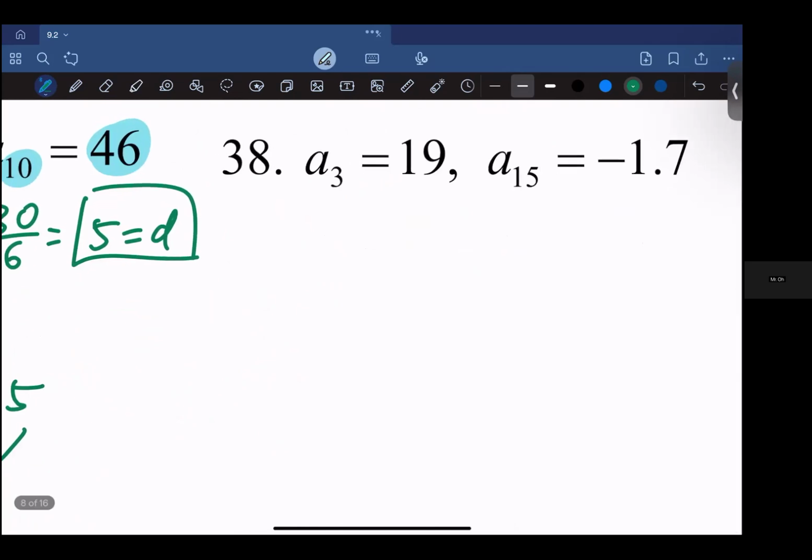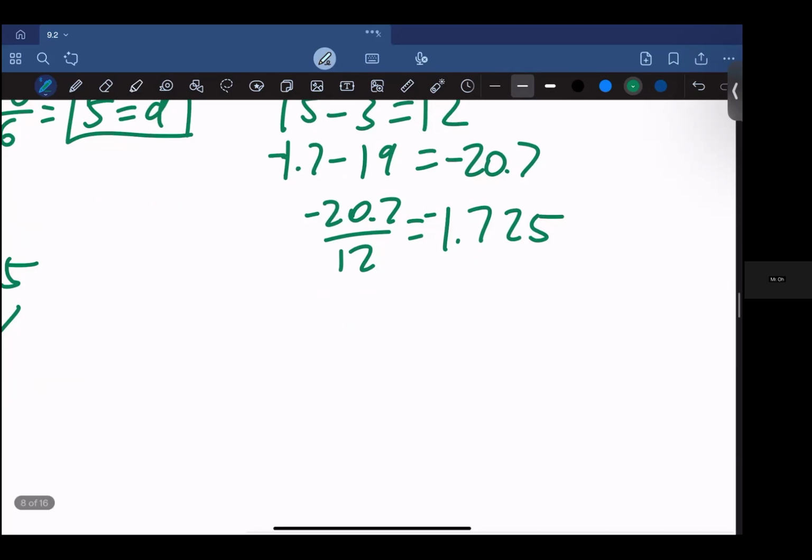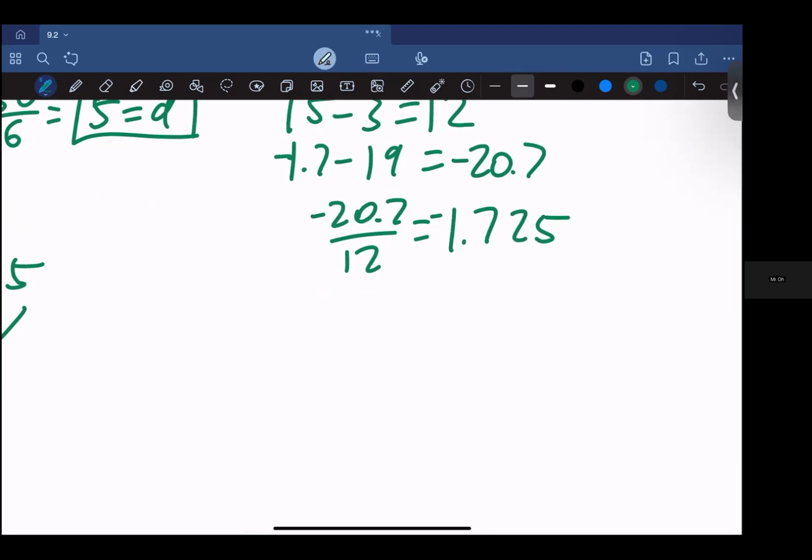We have a of 3 equal 19 and a of 15 equals negative 1.7. So 15 minus 3 would be 12. And then we have negative 1.7 minus 19, which is equal to negative 20.7. If we divide these, we do get something kind of gross. Negative 20.7 over 12 would give us negative 1.725. Yeah, very gross, but we can make it work. a of n equals a1 plus n minus 1 times negative 1.725.